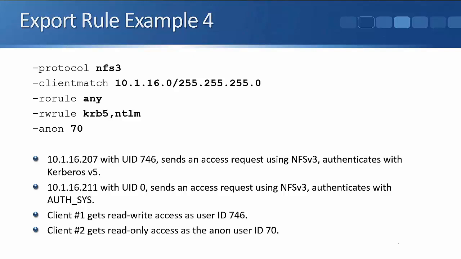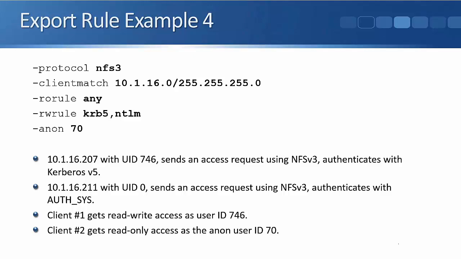10.1.16.207 with UID 746 sends an access request using NFS version 3 and authenticates with Kerberos v5. 10.1.16.211 with UID 0 sends an access request using NFS version 3 and authenticates with sys. As always, we evaluate the read-only rule first, and it's matching on security type of any.